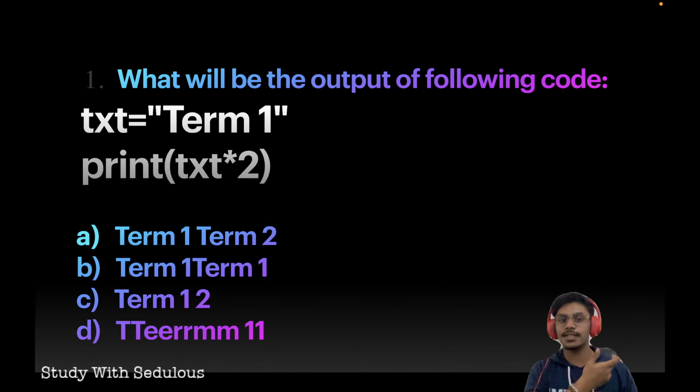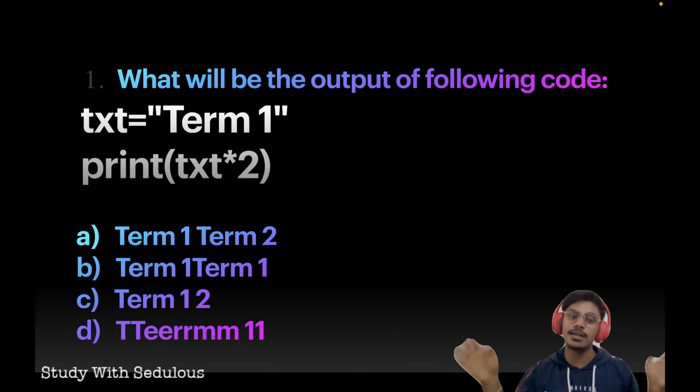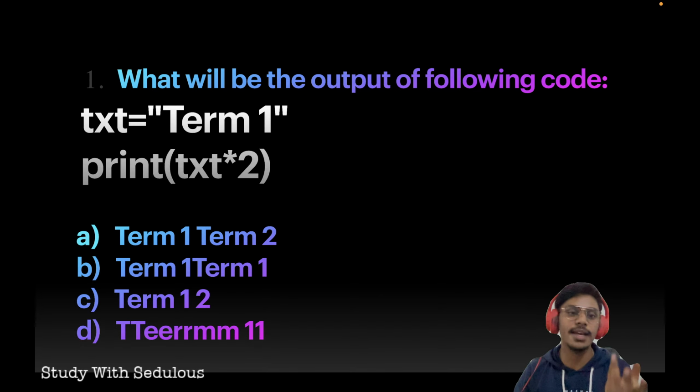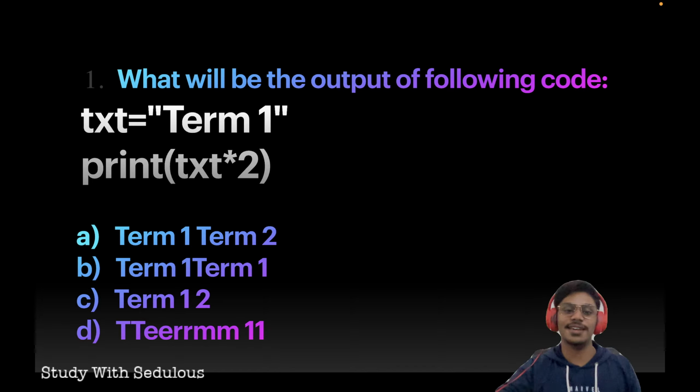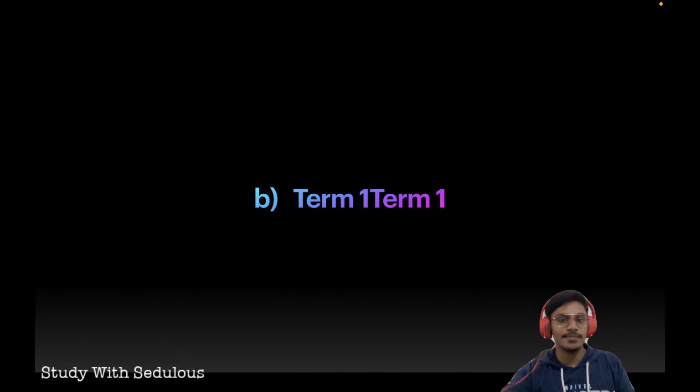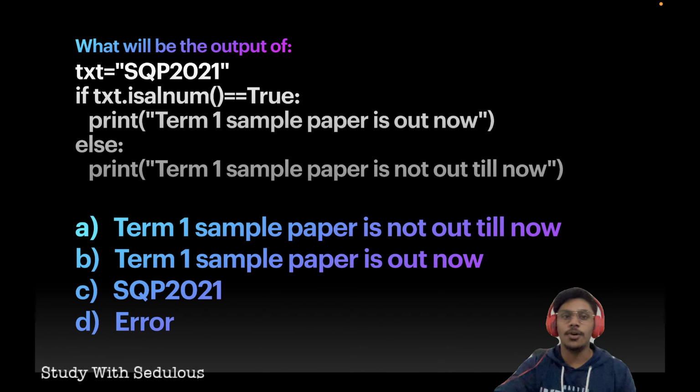Like we can't change it in the same variable. Text is equal to term1 into 2. We'll get error. Why? Because text will be changed to some other variable and it temporarily gets term1, term2. No, term1, term1. Option B. 2 times will be printed. Term1, term1. Option B.